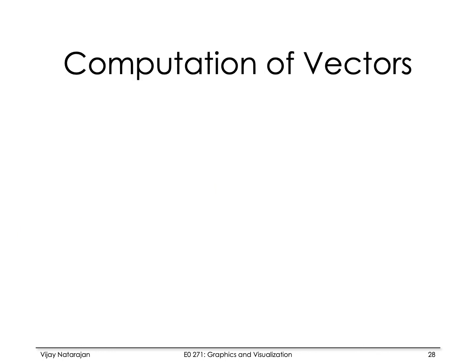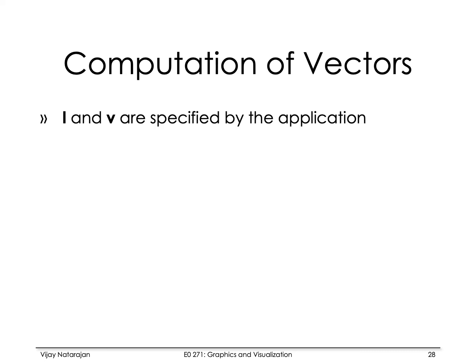So quickly talking about how we compute the different vectors. We specify the light position in the application program, and the camera location and orientation is also specified in the application program, as we have seen in the previous class. So L and V are specified by the application. And we already saw that we can compute R from L and N. But how do we calculate N?